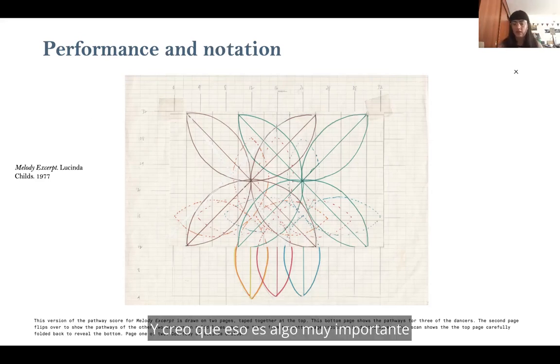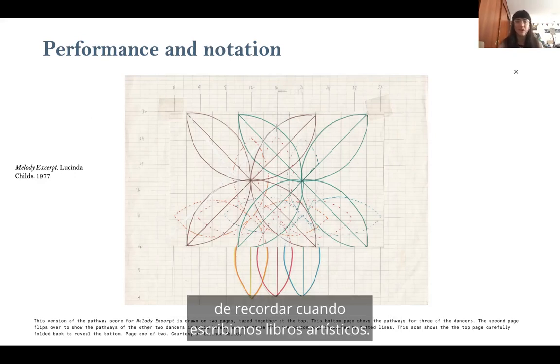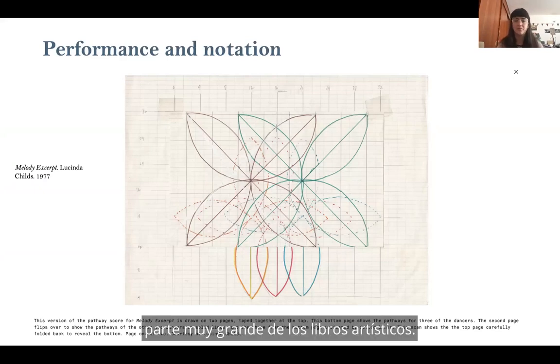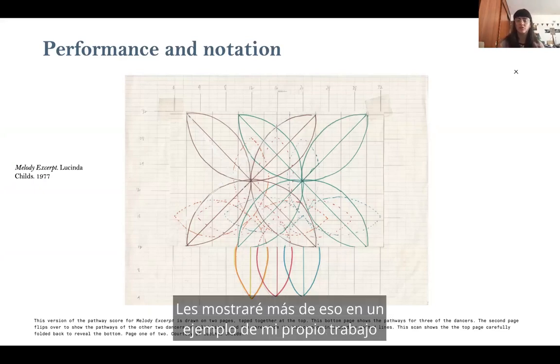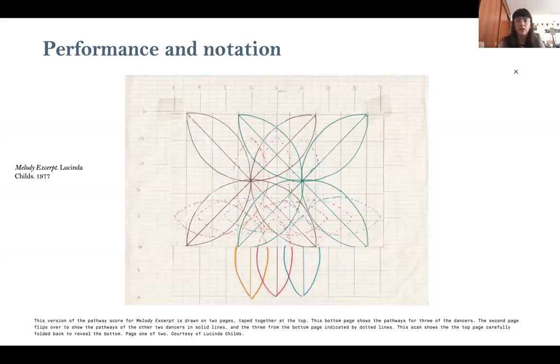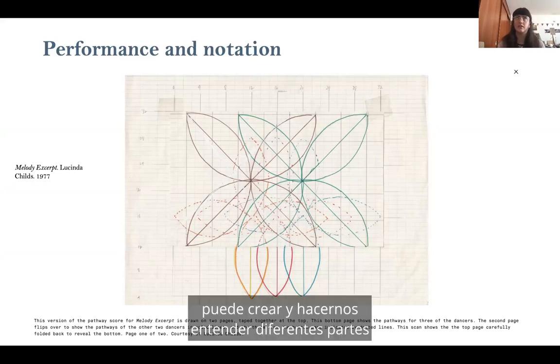And I think that's a very important thing to keep in mind when writing artist books. Even though here in this conference we're talking about typography, handwriting is another very, very huge part of artist books. And I'm going to show that more in one example of my own work, where handwriting versus typography can create and make us understand different parts and different dimensions of an artist's book.